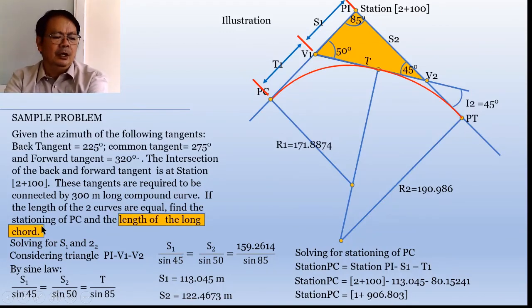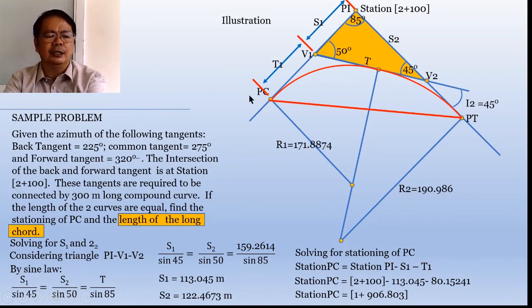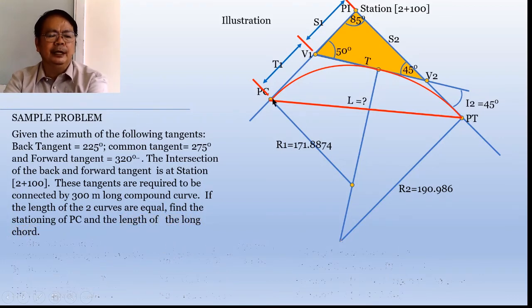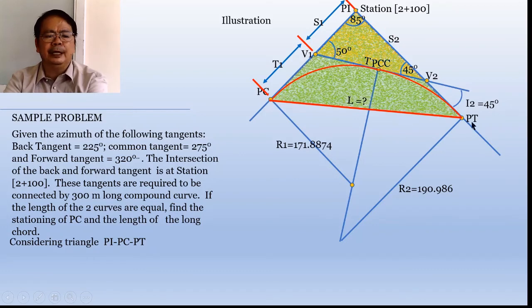What about the second question, the length of the long chord? Where is the length of the long chord? The long chord is the line that joins PC and the PT. That is the length which is actually what we are looking for. Now, to solve for this, let us consider the larger triangle formed between PI, PC, and PT. Do you see the triangle?